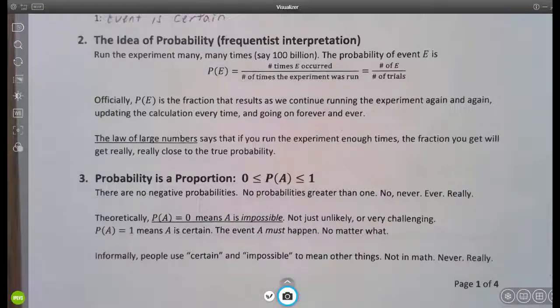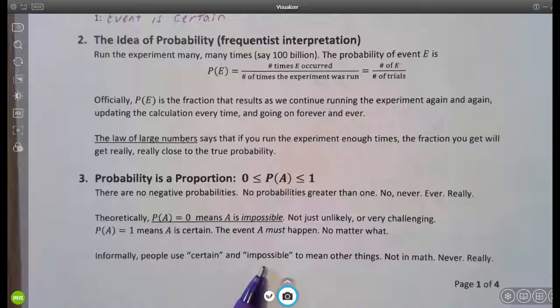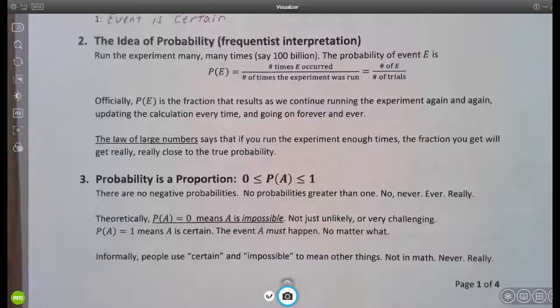The last thing I do want to make mention of is this. Sometimes you'll hear people in informal situations talking about attempting the impossible and going for it when everyone knows it can't be done. Well, not in math. We never use the words impossible or certain to mean anything other than their literal meaning. To say that an event is impossible means that its probability is exactly 0 no matter what the circumstances, no matter how hard you try. It just simply could not happen.